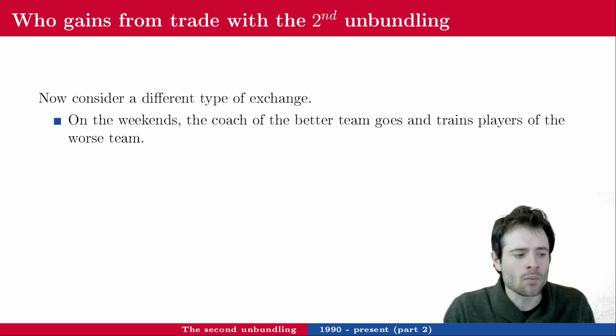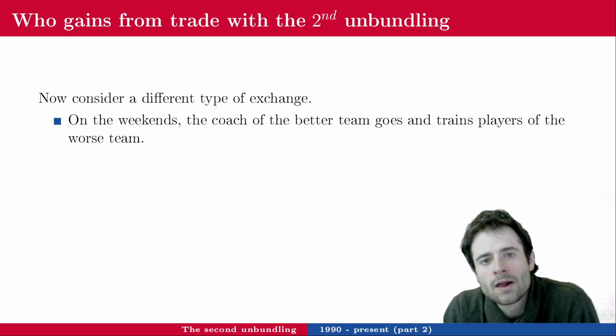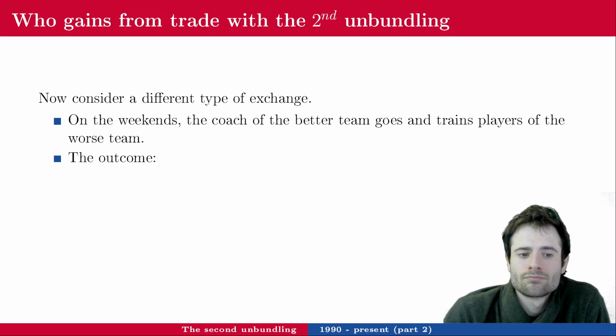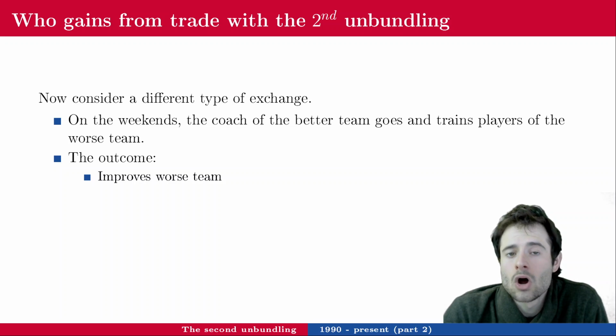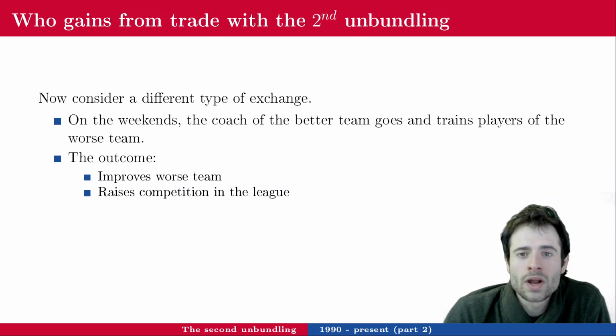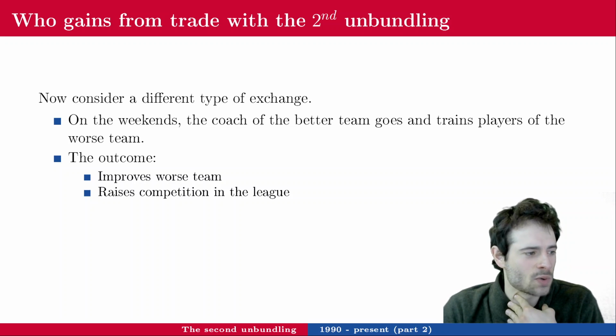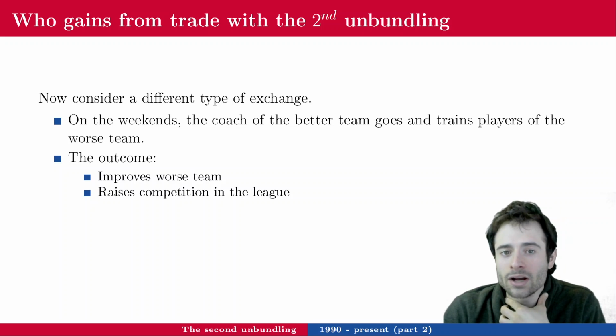Now, what's going on with the second unbundling? Well, on weekends, the coach of the better team goes and trains players of the worst team. Literally, he transfers his know-how to the competitor. The outcome is that the worst team is going to get better, more competitive. That raises competition in the league, which we are happy about as consumers, as spectators. We want to see more competition. We want to see more records being broken.